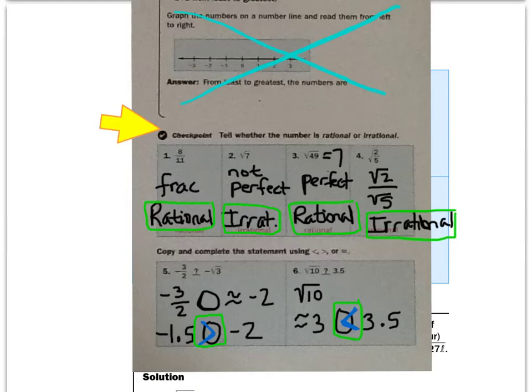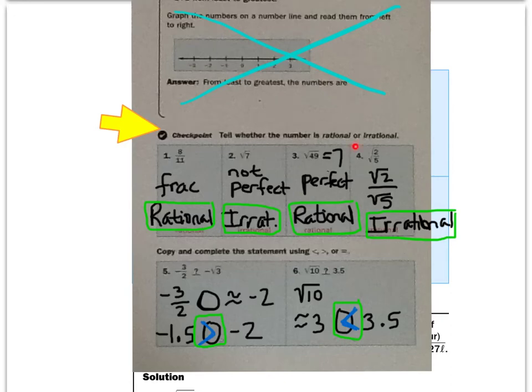All right, take a look at checkpoint number 1. They just want us to tell whether they're rational or irrational. So very quickly, 8/11, it looks like a fraction. It is a fraction, so it's rational. On number 2, radical 7. Radical 7 is not a perfect square root, so it's irrational. Number 3, radical 49. Of course, that equals exactly 7. It's a perfect square root, so it's rational.